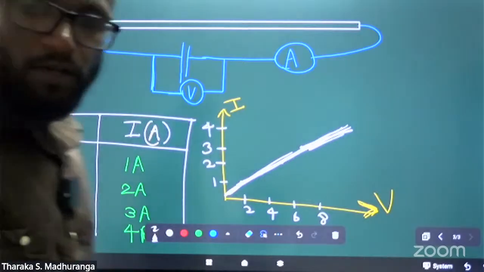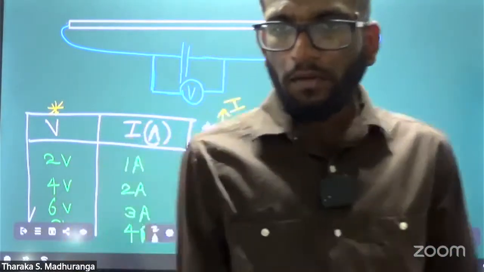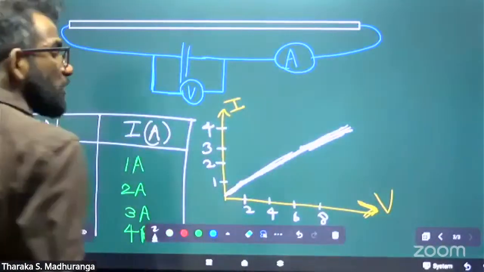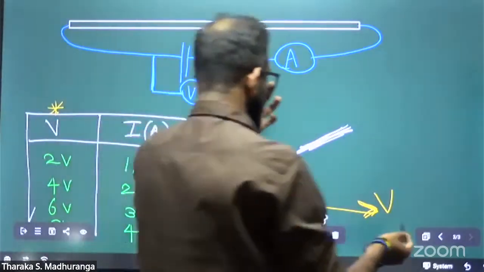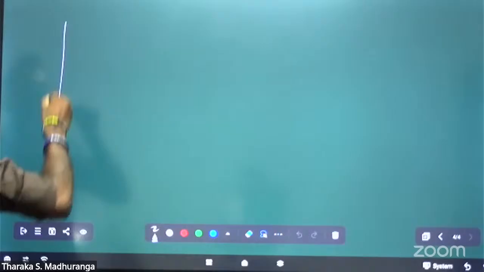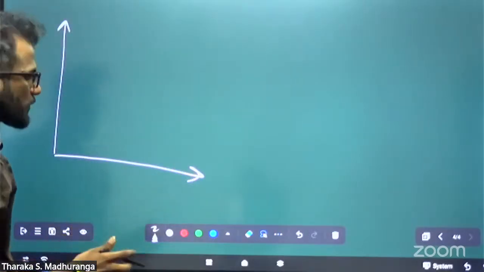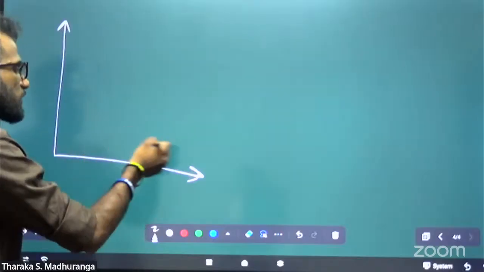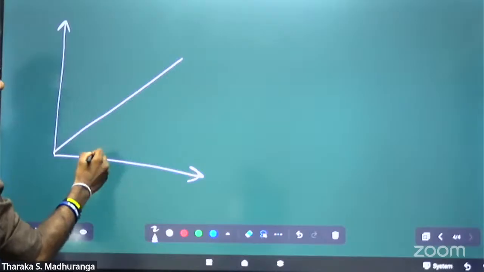Directly or inverse proportion? Inversely proportional. This relationship is very important. Think, there is a graph. What is the meaning of directly proportional? Directly proportional means the x-axis component increasing, the y-axis also increasing.